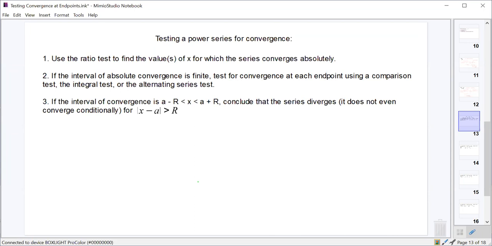All right. So when we test the power series for convergence, like I said, the first step is we're going to use the ratio test. That will help us to figure out when the series converges absolutely. Okay. So we have 3 different options for that, right?